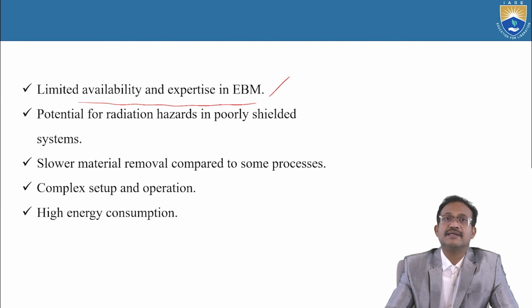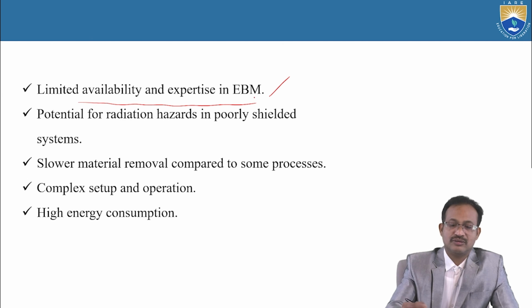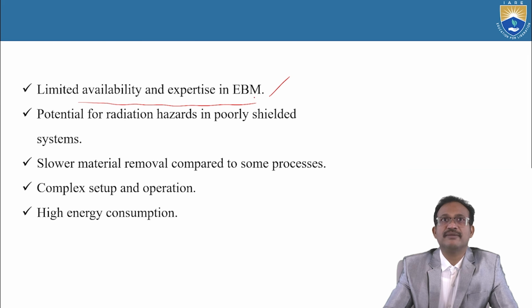Most of the manufacturing engineers or operators will deal with other machines. Why? Because the electron beam machine is an expensive one, and most of the industries may not go with it. So that's why we cannot find availability and expertise with electron beam machines. That is also one of the drawbacks. So we have to use it wherever it is required.